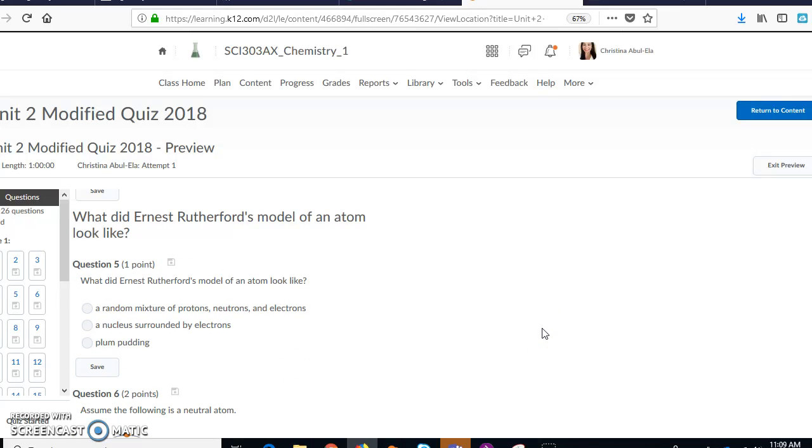Question 5. What did Ernest Rutherford's model of an atom look like? A random mixture of protons, neutrons, and electrons, a nucleus surrounded by electrons, plum pudding.